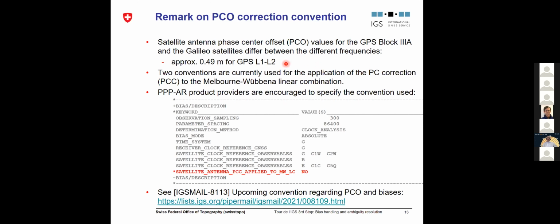Therefore, it was decided to find a common way to model that, and it's reasonable to apply the corrections. It is planned that those who still follow the old convention will apply the phase center correction also for the Melbourne-Wübbena linear combination, because this has a direct impact on the wide lane biases. For more information, please refer to the specific IGS mail I specified here.